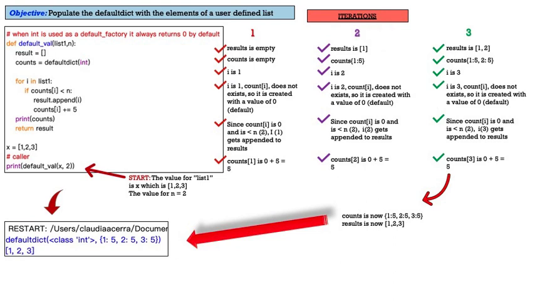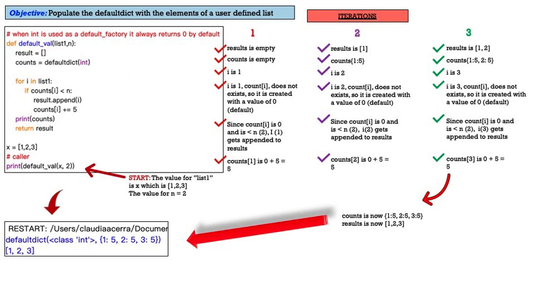If i is 2, counts[i] does not exist, right? There's no key labeled 2. So it creates it with a default value of 0, just like before. Since counts[i] is 0, it's less than n, which is 2. Now i is 2, that gets appended to results. And counts[2], its second position, is 0 plus 5 equals 5 again.